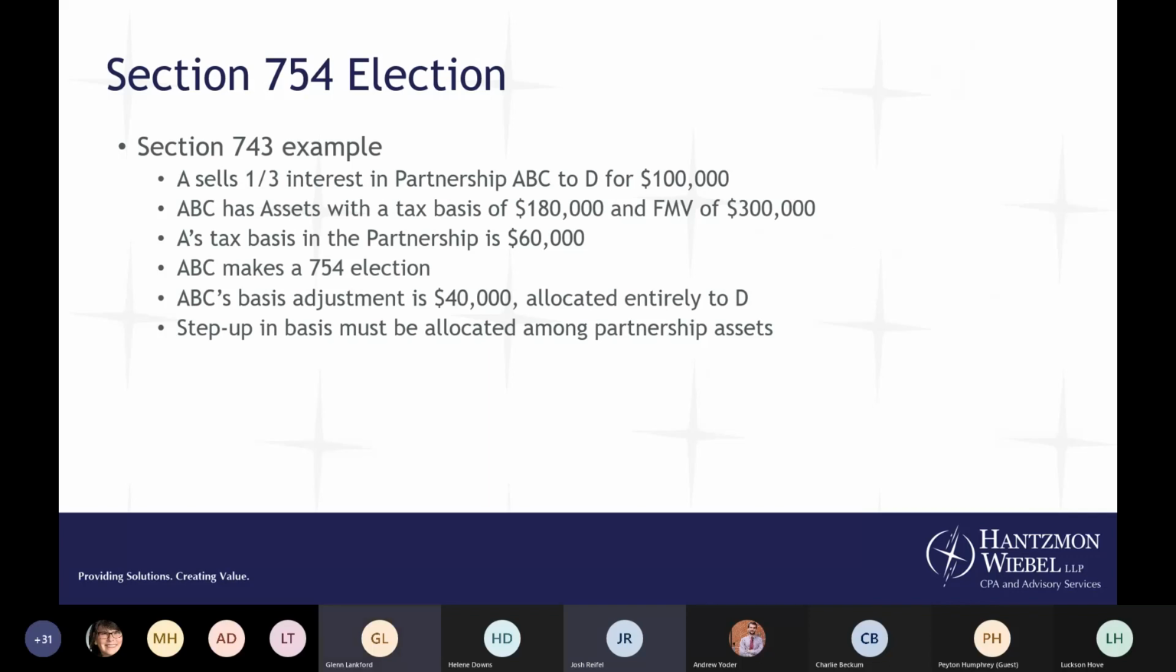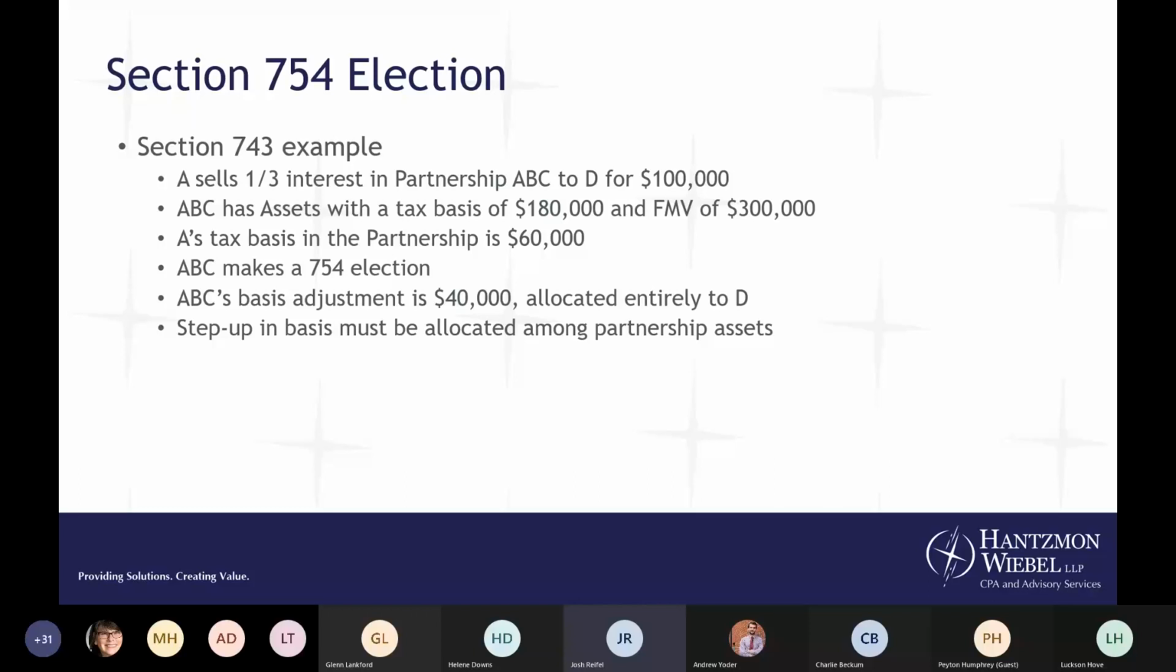All right. So looking at an example of section 743. In this case, A is going to sell their 1/3 interest in partnership ABC to D for $100,000. Partnership ABC has assets with a tax basis of $180,000 and a fair market value of $300,000.